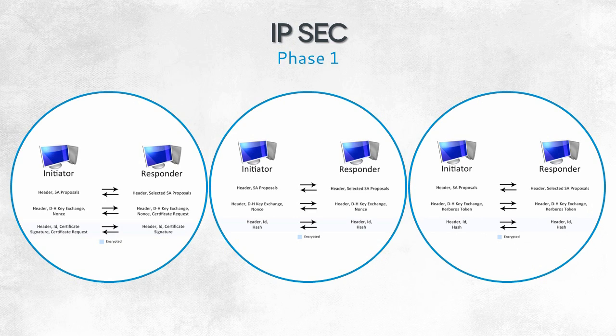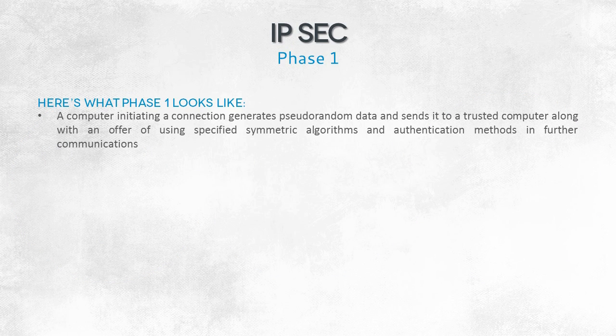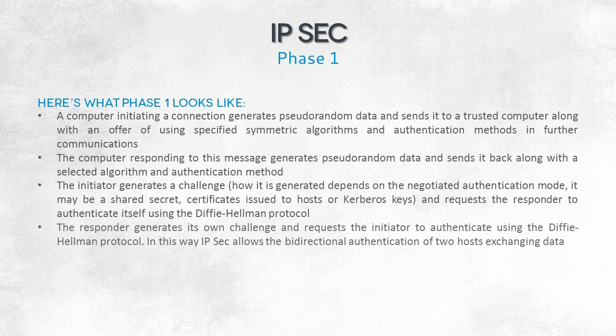The third option should be used only for testing and demonstrations. It's the shared secret verification. The shared secret is a string of characters recognized by every computer that is to take part in the IPsec communication. Establishing a secure channel consists of the exchange of challenge-response messages.